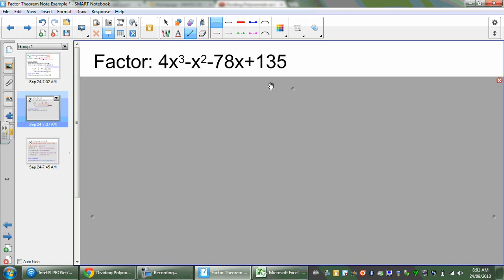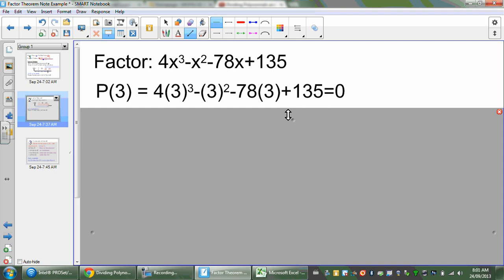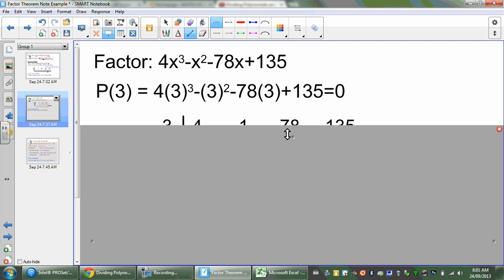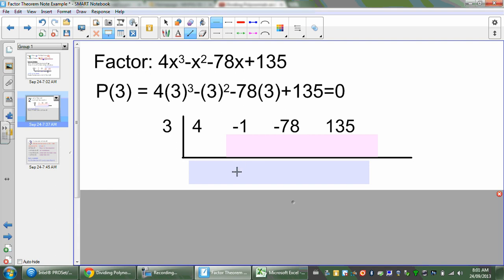So basically then I'm just doing the same question again with this number. I saw from my Excel sheet that 3 works. And so same sort of thing, a new synthetic division as if this were my original question.